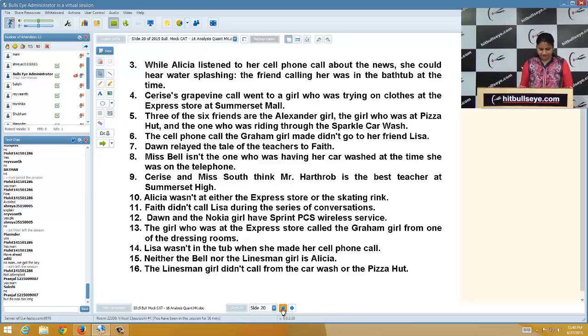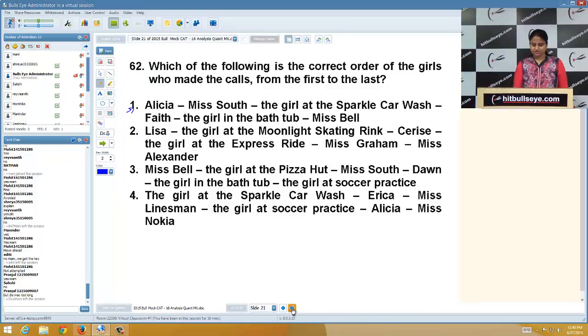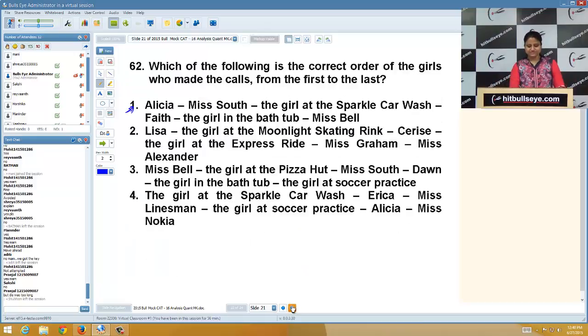Now we can see the third option, third direction. While Alicia listened to her cell phone call about the news, she could hear water splashing. It means Alicia cannot be the first girl. That's why the first option is rejected. We are starting our calling from Alicia. It is never possible. Why so? Because of the third direction. Alicia listened to her cell phone. It means Alicia cannot be the first girl. So the first option is rejected.